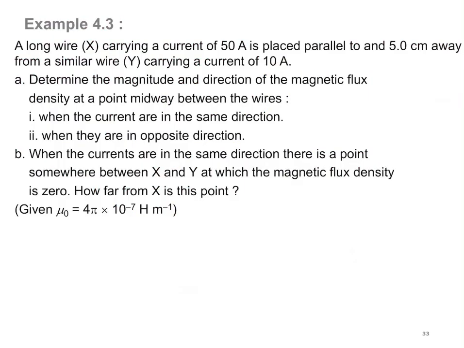Let's go through example 4.3. We have a long wire X which carries a current of 50 ampere. It is placed parallel to and 5 cm away from a similar wire Y which carries a current of 10 ampere. And then we have to find the magnitude and direction of the magnetic flux density at a point midway between the wires. First is for when the currents are in the same direction and another one is for when the currents are in the opposite direction.